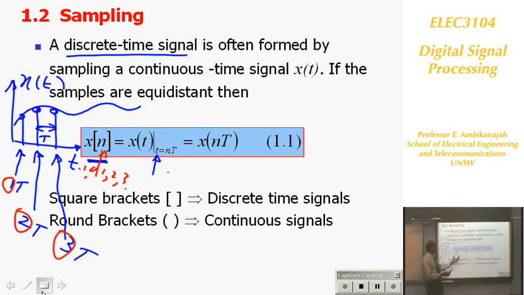And how do you obtain the discrete signal? Take the analog signal and look at its value at t equal to nT positions. There. Is that clear? Okay, let's move on. Remember, when you are doing the analog signal, you normally say x(t), and when you have a discrete signal, you will say x with square brackets, x[n]. That's your symbol for a discrete signal.